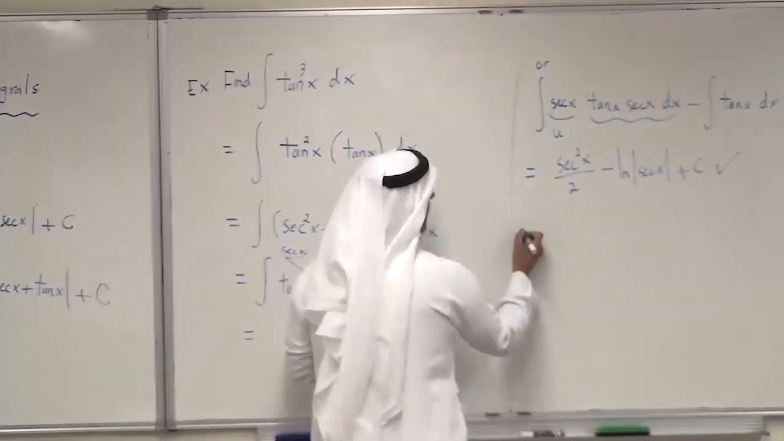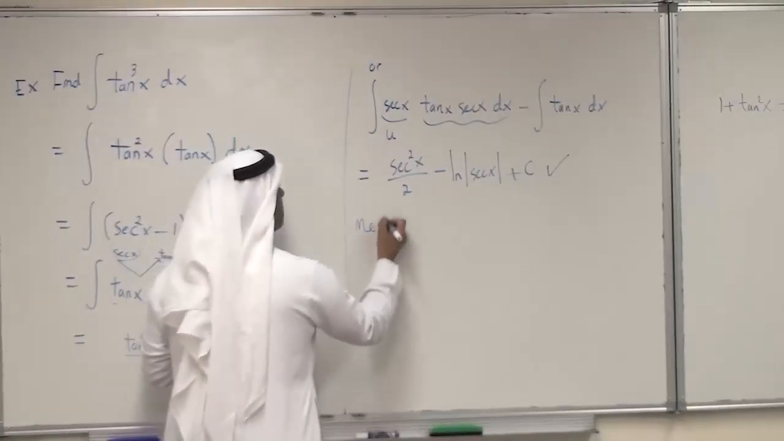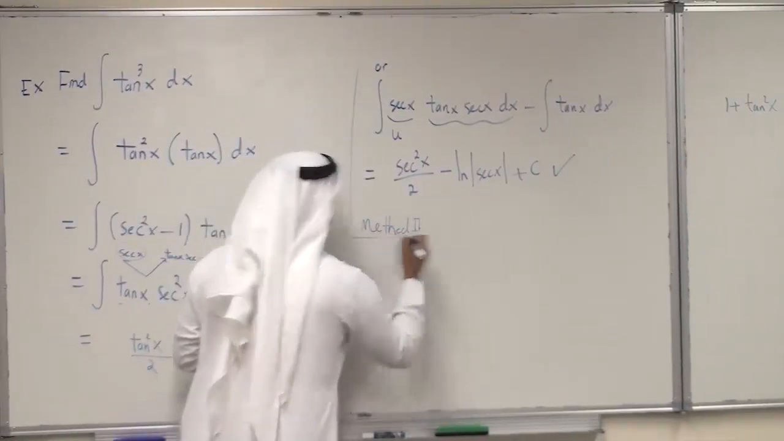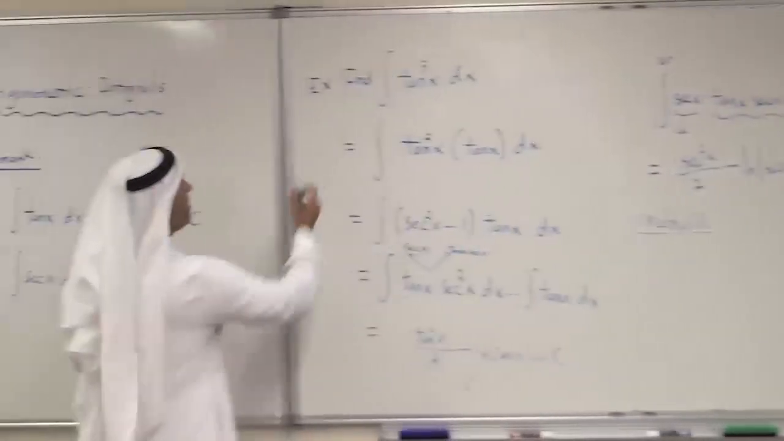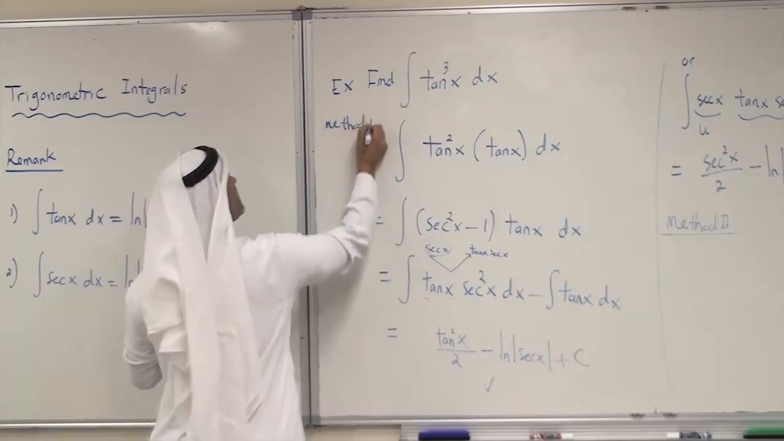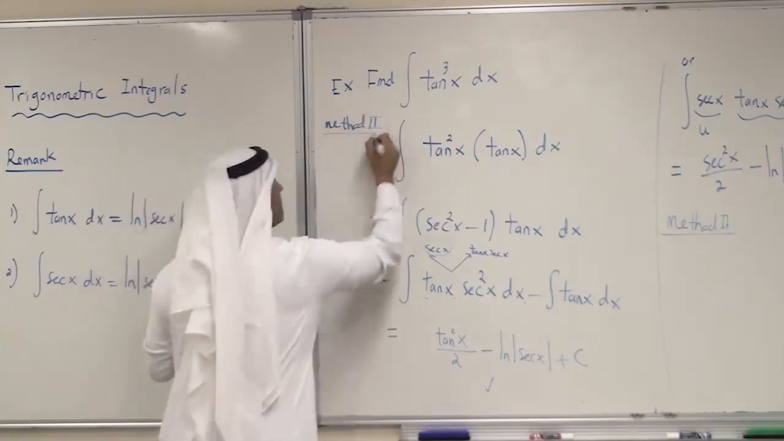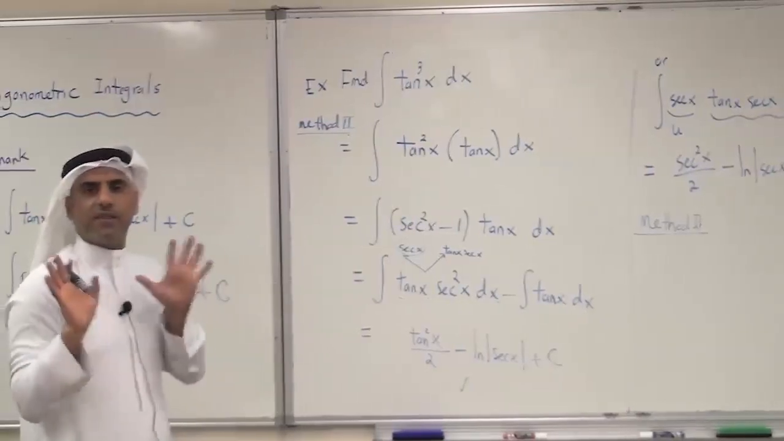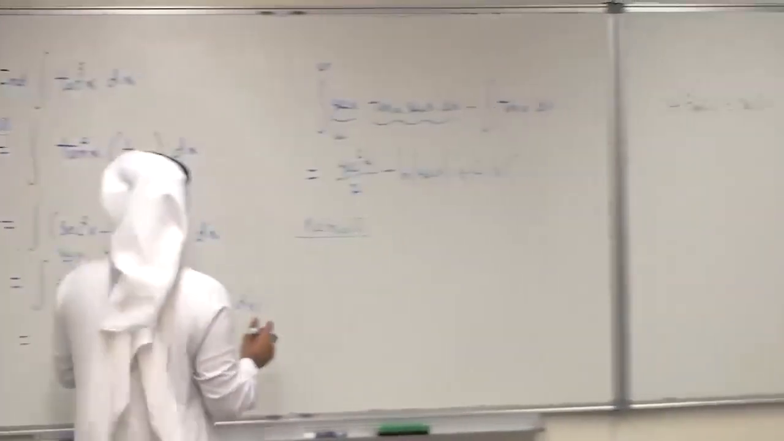Now let me say another way to solve it. I will say method 2 to solve this one. So let me call this one method 1 to move here. And another way to move, I will not say it is a different method, but it is a different way to move, a different path to reach the final answer only. So how to move then?